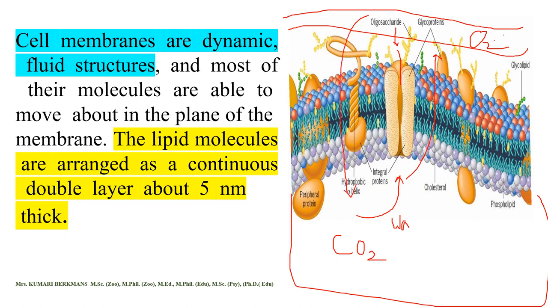So this membrane is made up of protein and lipids. This is called a dynamic fluid structure. The cell membrane is a dynamic fluid structure, and most of the molecules are able to move about in the plane of the membrane. The lipid molecules are arranged as a continuous double layer. You can see here, this is one layer of lipid molecules and this is another layer, and the thickness is about 5 nm.